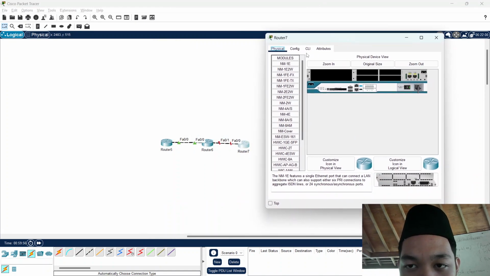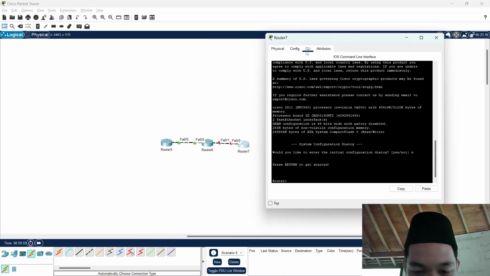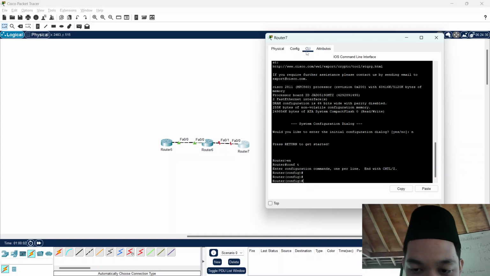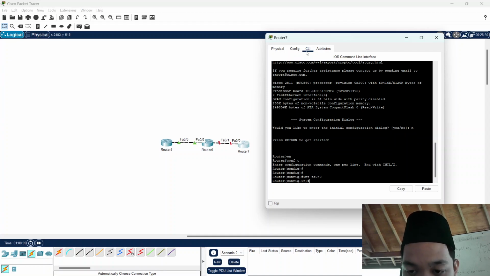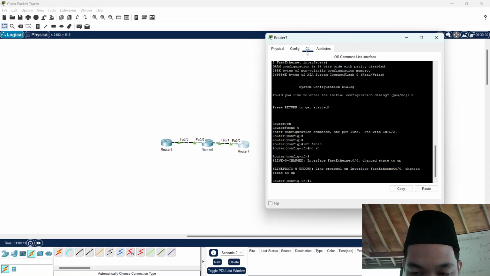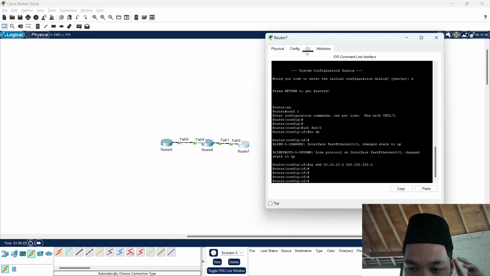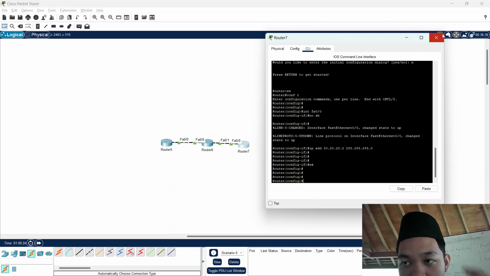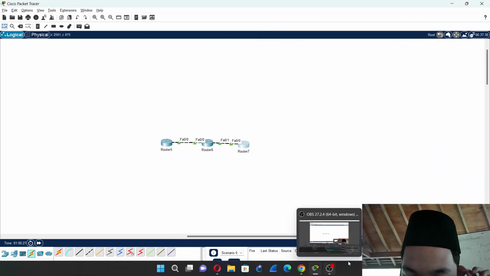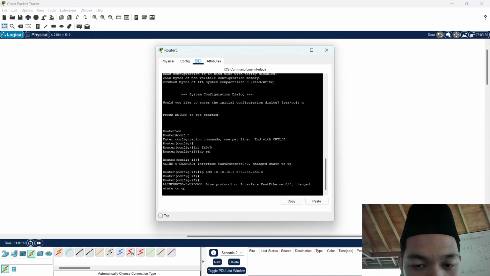And then you click CLI, and after this you click no, enable, configure terminal, and then open the interface FA 0/0, no shutdown, and then IP address 20.20.20.2, 255.255.255.0. And then after this you configure EIGRP redistribute to OSPF. Okay, sorry. Okay, you open router one and then you configure like this.